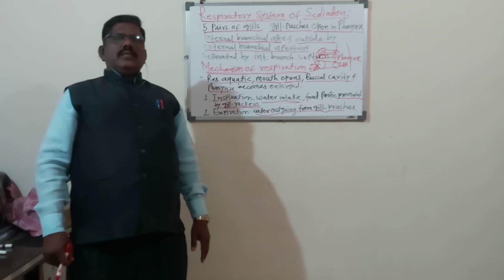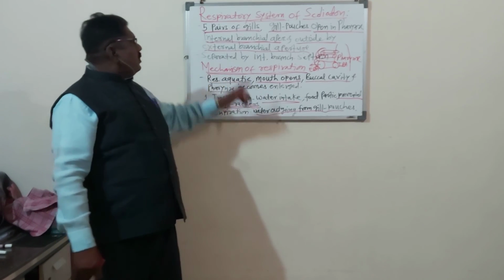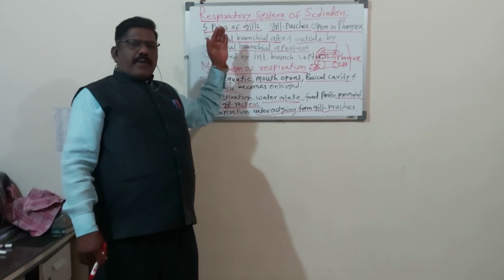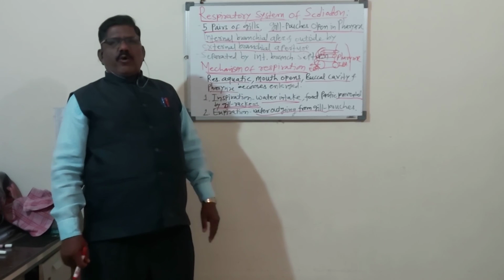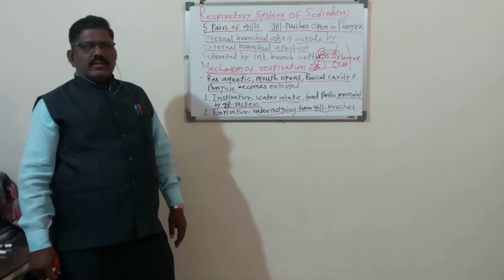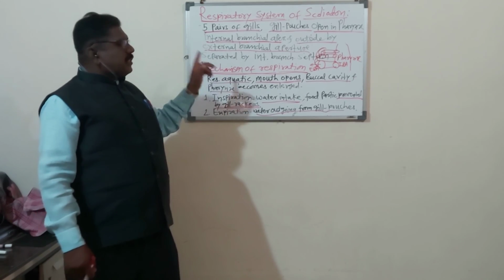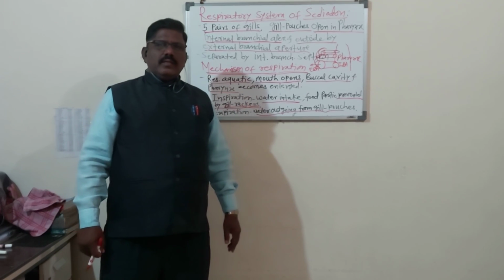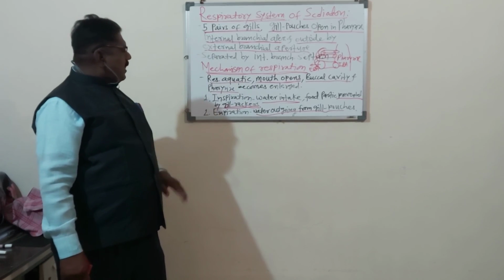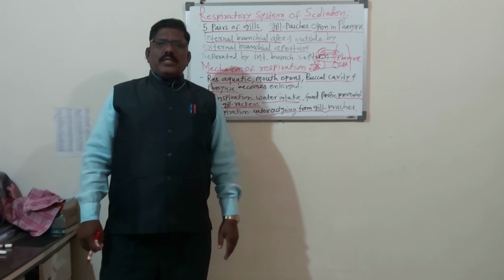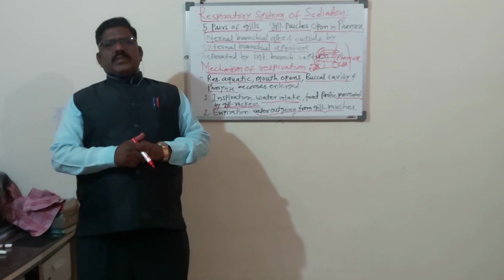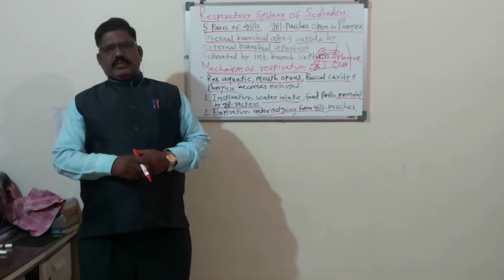So dear students, in today's period we have studied the respiratory system of Scoliodon. There are 5 pairs of gills, gill pouches toward the sides of the pharynx. Now we have studied the mechanism of respiration, and in the mechanism of respiration there is the inspiration and expiration. So dear students, here this system, respiratory system of Scoliodon, is completed.